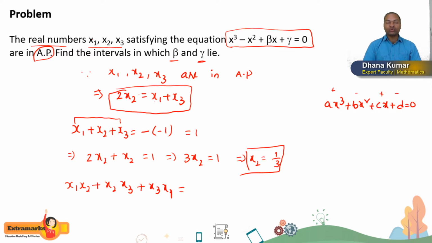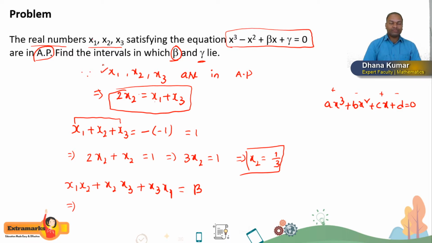Formula is c by a. C means the x coefficient. Here the x coefficient is beta. Beta by 1. So the answer is beta. Okay. Anyhow, your question is what? Find the interval in which beta lies. If you simplify this one, then we can get the beta value. Clear? Right. Implies we know that x2 value, but we don't know about x1 and x3.